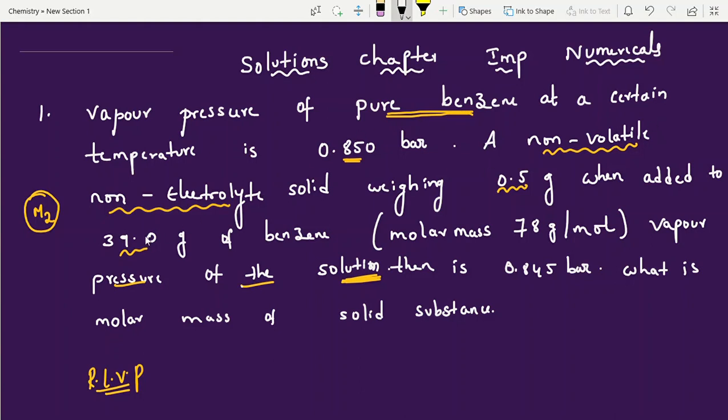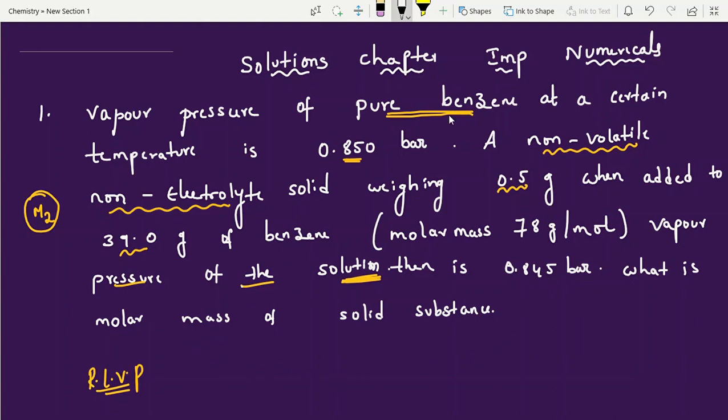Non-volatile: if the solute is not mentioned, definitely you have to calculate. I am telling the logic here. What if they mention cane sugar or urea, no problem. But if they are not mentioned, definitely molecular mass only they will ask. A solid weighing 0.5 gram when added to 39 grams of benzene, see students, afterwards what happened? Vapor pressure of the solution decreases to 0.845 bar. What is the molar mass of the solid substance?